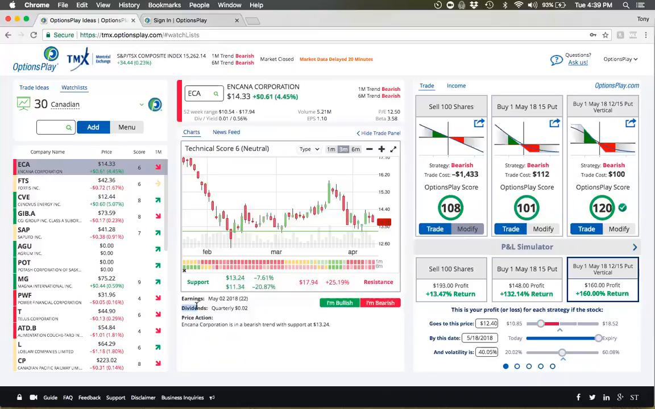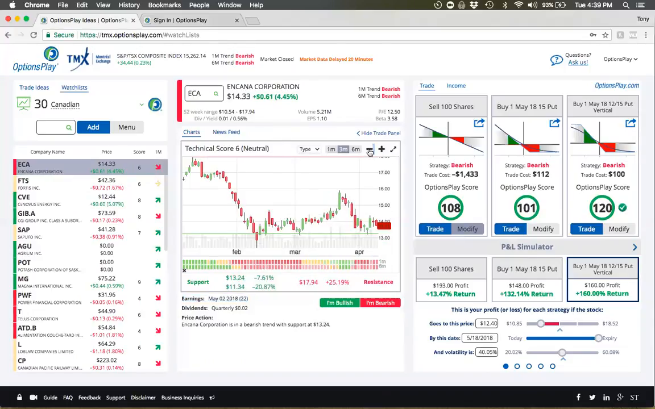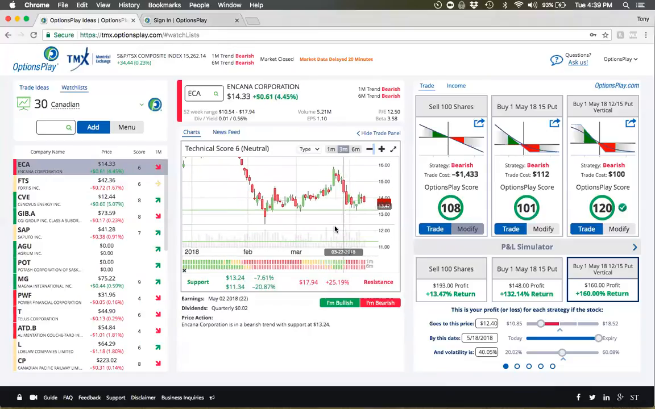So as I said, this stock reports earnings on May 2nd. So that's really where we can use our P&L simulator to see where I think the stock's going to go by May 2nd or a few days after May 2nd, and see how these strategies perform. So let's zoom out a little here. This stock, as you can see, has been hovering between this 13 and 15 level for a few months now.